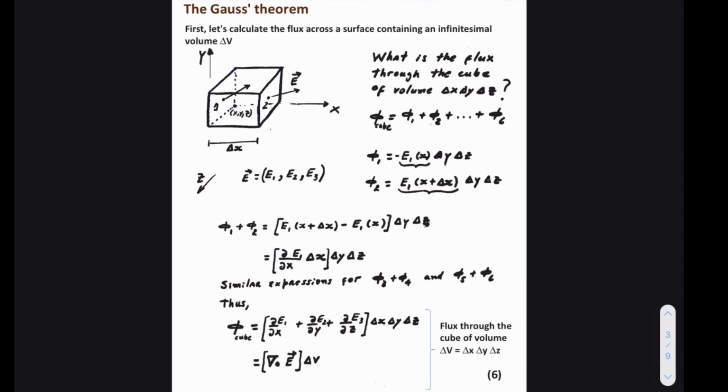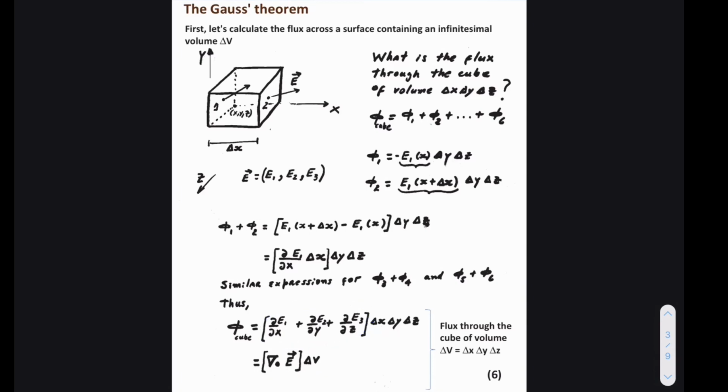Now we can actually predict the change in flux in other two directions as well. So in the y direction, it should be partial d/dy of E2 times the volume element. And in z direction, it should be partial d/dz of E3 times the volume element. And for the total flux, you just have to add fluxes in all three directions. Now we can take the volume element common and then see that the remaining part is the divergence of the vector field E.